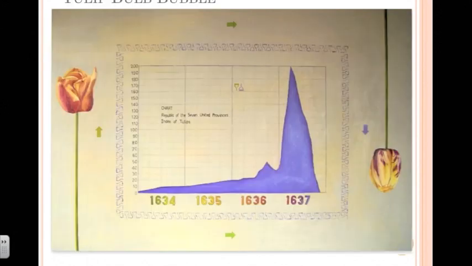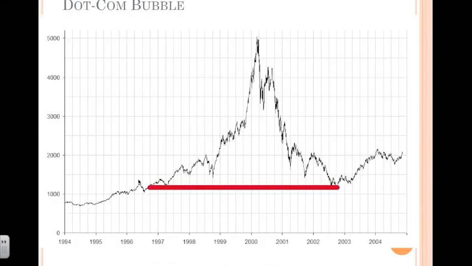All right, here's a couple of more examples, some graphs. This is the tulip bulb bubble. So you can see during the 1600s, leading up to the boom, and then of course the bust. Here's the dot-com bubble, the big boom in the industry, and then the subsequent bust.